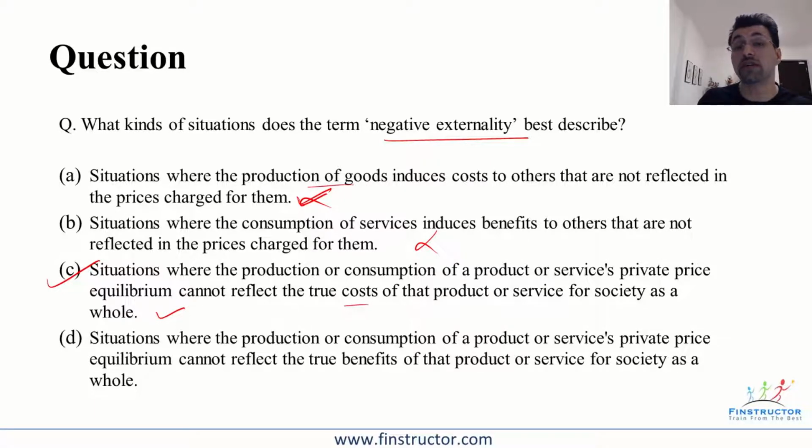That is why we have to internalize it, as we studied. When we internalize it, the price is adequately taxed or increased so that it reflects the true cost or incorporates the externality. So C is the correct answer. A situation where the true benefits cannot be recognized, that's not true. Negative means a cost. So C is the correct answer.